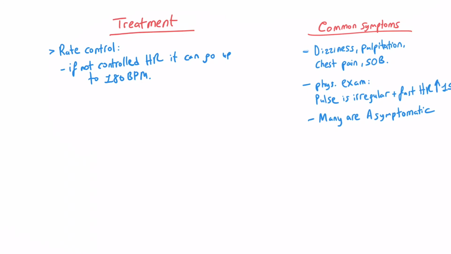The common treatment for rate control is using a beta blocker such as labetalol or propranolol. These are the most common ones, but there are different types depending on the patient. And sometimes you can also add a calcium channel blocker. A common one is verapamil.